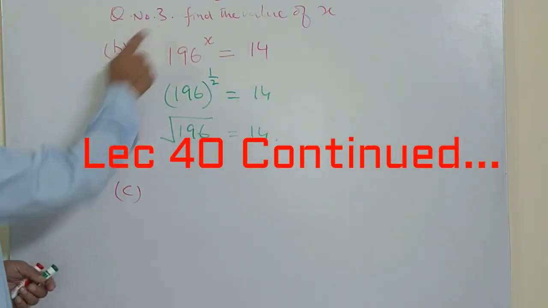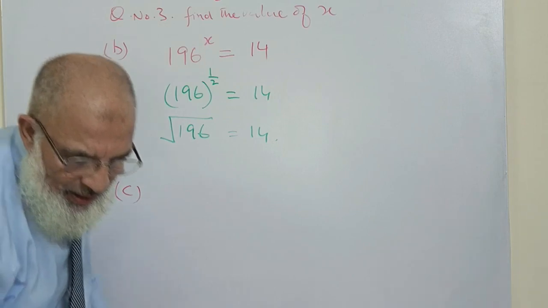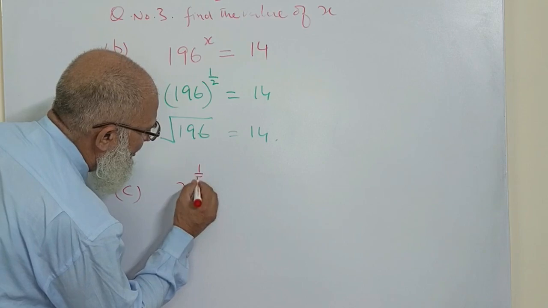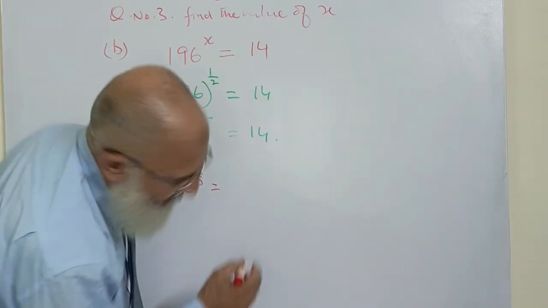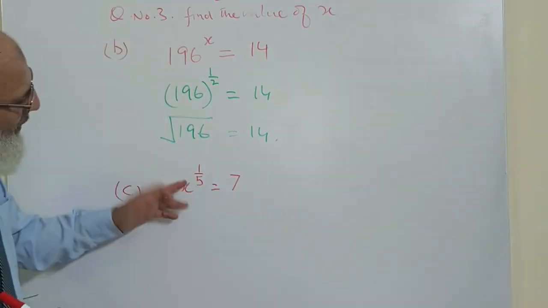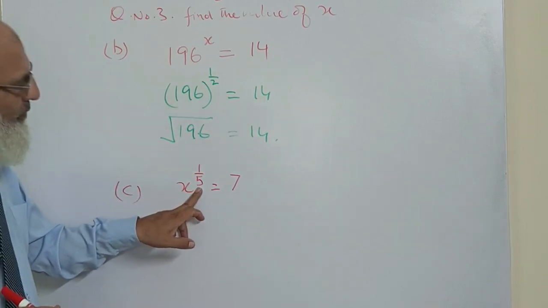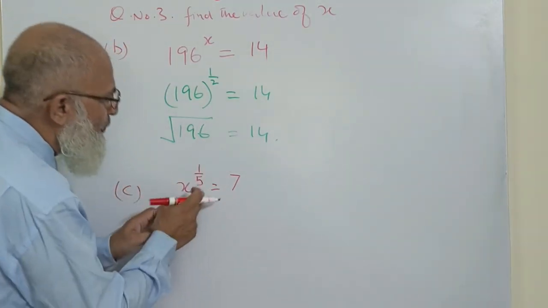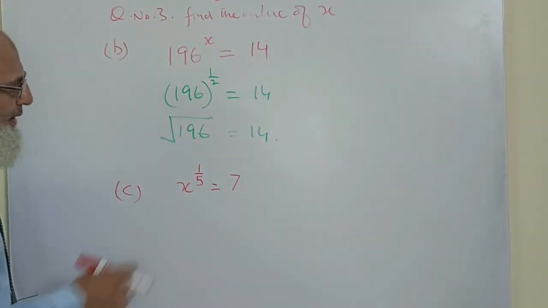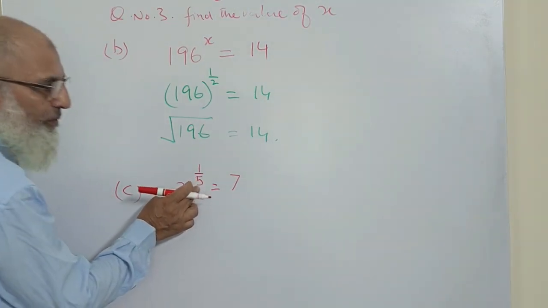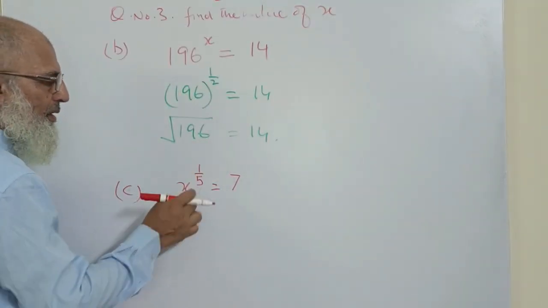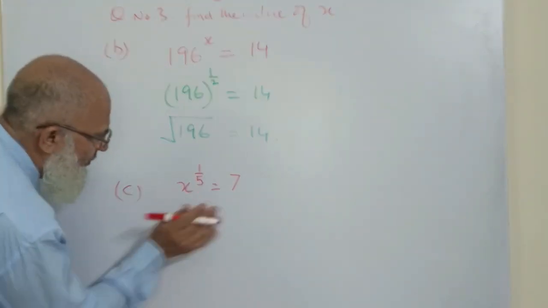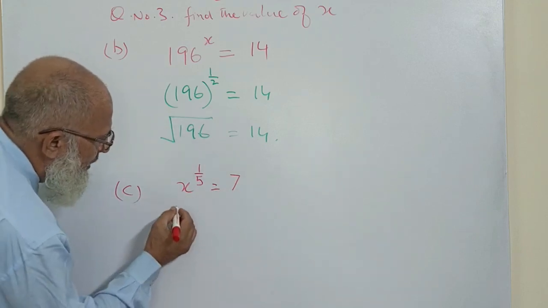Question number 3, part C, and it is very interesting this part, and that is x^(1/5) is equal to 7. If I have to omit this 5 from here, I have to apply the fifth power on both sides, so that the fifth power will cancel the power, the whole power 5, like this. We'll apply the fifth power.